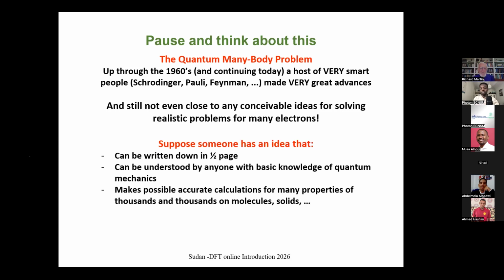Suppose that in the midst of this hard problem, someone comes along and writes down something that you can do in half a page of handwritten notes. It can be understood by anyone with a basic knowledge of quantum mechanics, and it makes possible the accurate calculations for thousands and thousands of materials. Was that worth a Nobel Prize? Which it did get, of course.